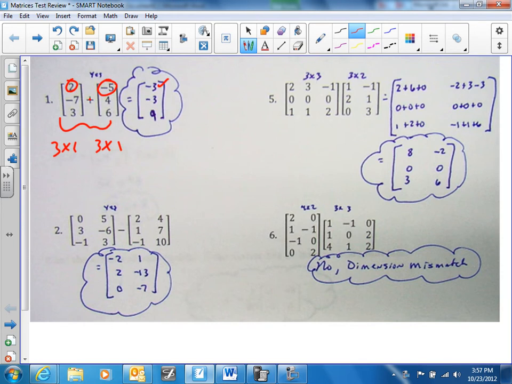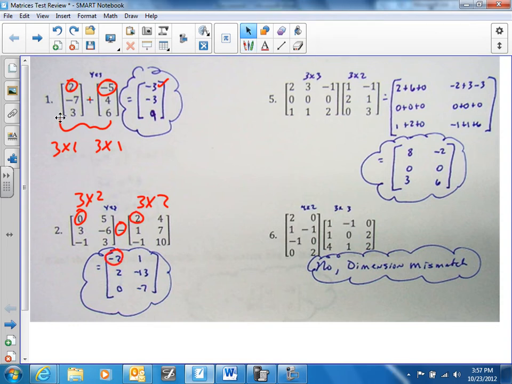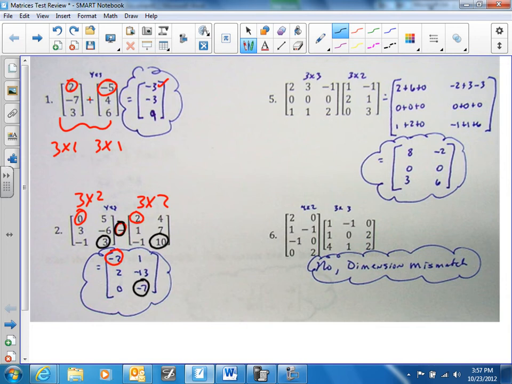Number 2, on number 2, notice this is a subtraction. So basically, this is a 3 by 2. This is a 3 by 2. So yes, 0 minus 2 is -2. Then, let's see, 3 minus 10 is a -7. Notice it's the corresponding points, all right?